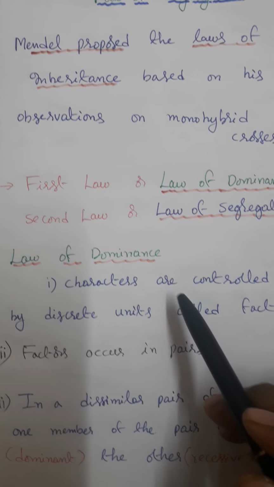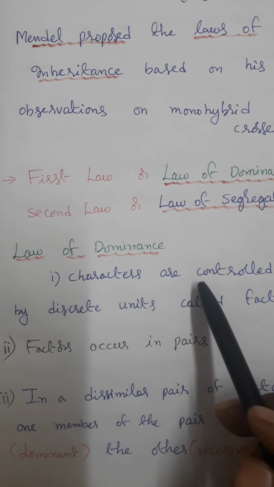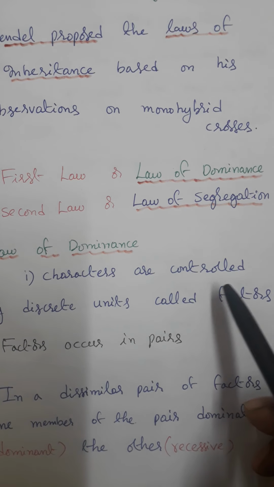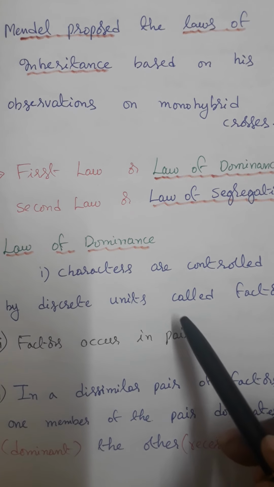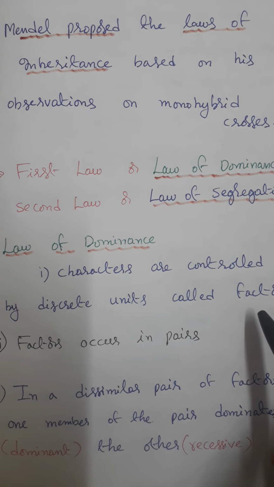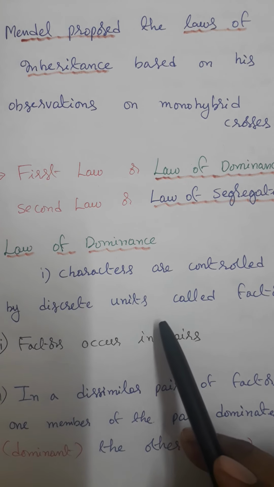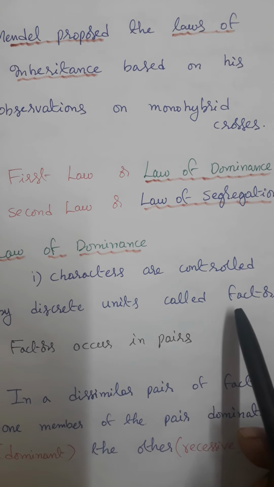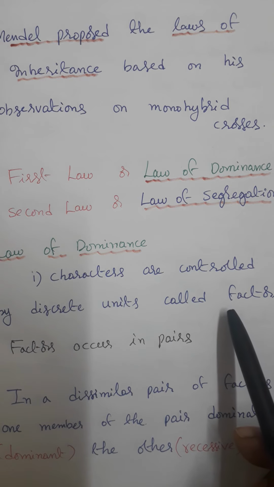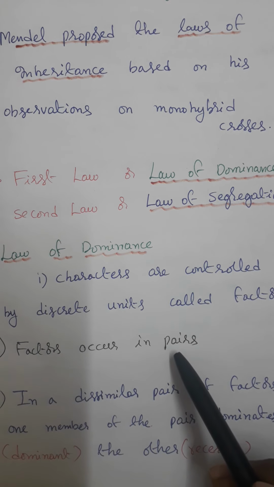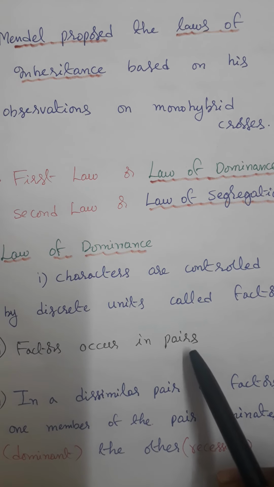Law of dominance. The law of dominance tells us that characters are controlled by discrete units called factors. Nowadays, those factors are called genes. The factors occur in pairs.